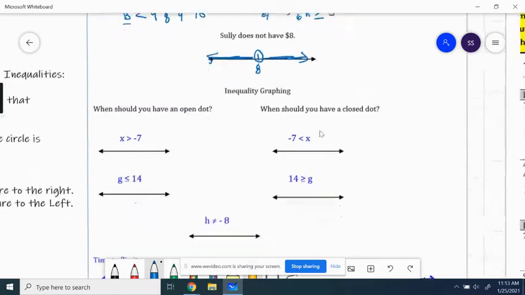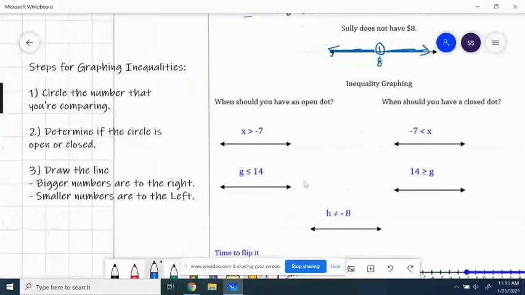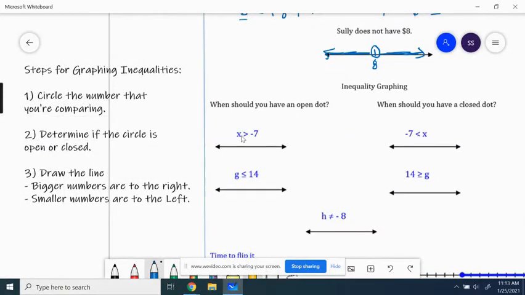All right, so graphing inequalities. So when do we have an open dot? When should it be closed? I went ahead and wrote out some steps for graphing inequalities. So number one, we want to circle the number that you're comparing. Number 2, determine if the circle is open or closed. And 3, draw the line. Okay, bigger numbers are to the right, and smaller numbers are to the left. So go ahead and pause the video, write these down in your margin.